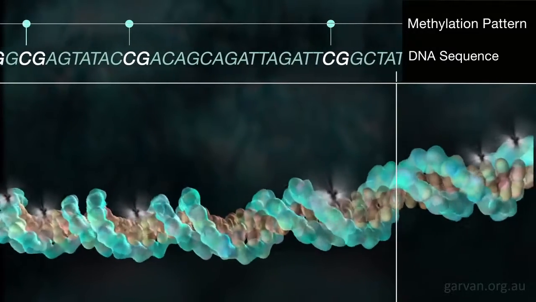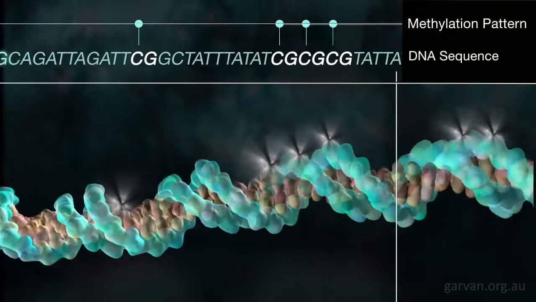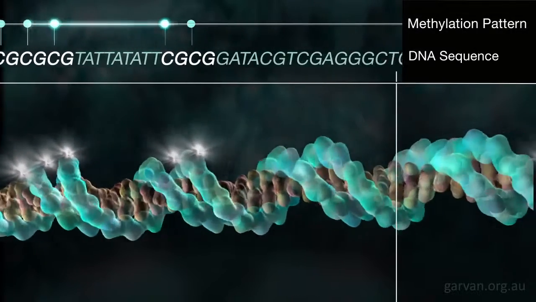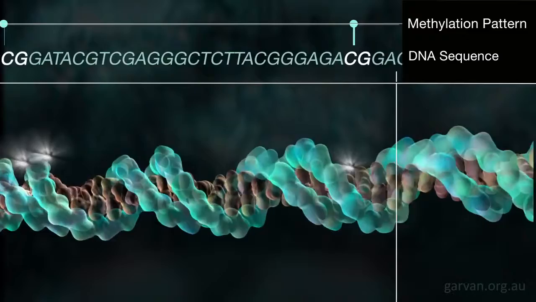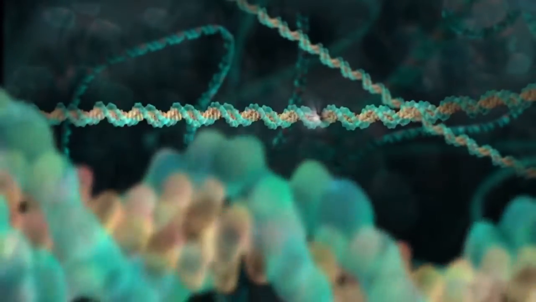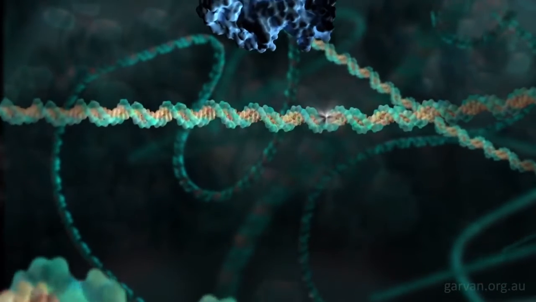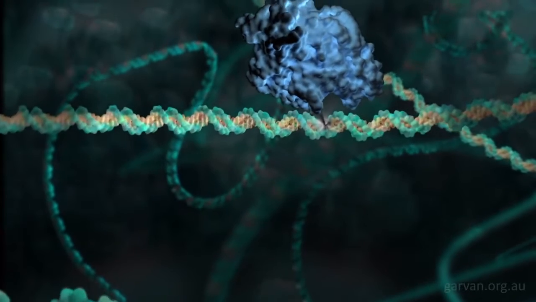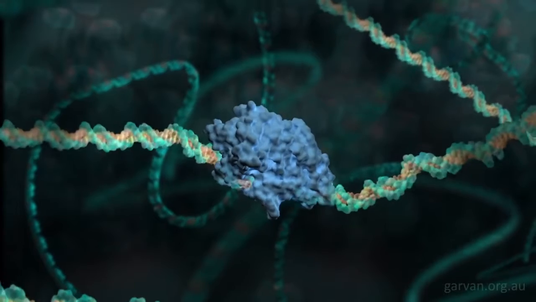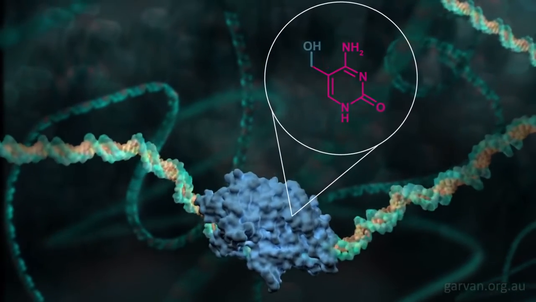Each cell type has a unique pattern of methylation, and unlike the DNA sequence, which cannot be easily changed, the methylation or epigenetic pattern can be altered. Methylation and demethylation of DNA occurs in a delicate balance that is potentially influenced by environmental triggers such as diet or disease to affect gene expression. Here we see the enzyme TET binding to methylated DNA and causing a chemical change to the methyl tag.